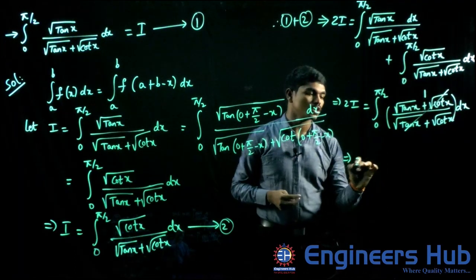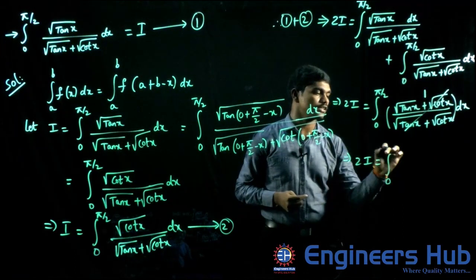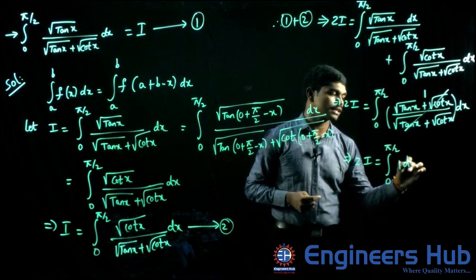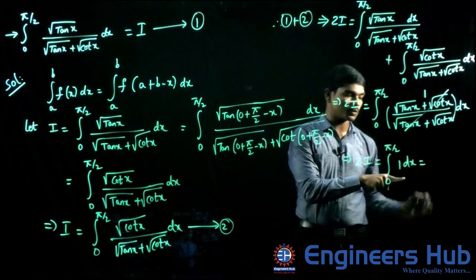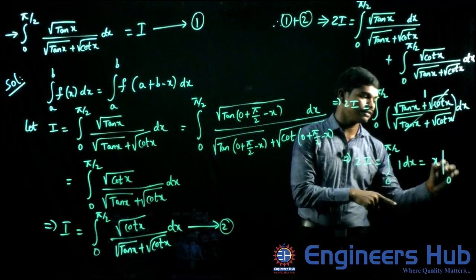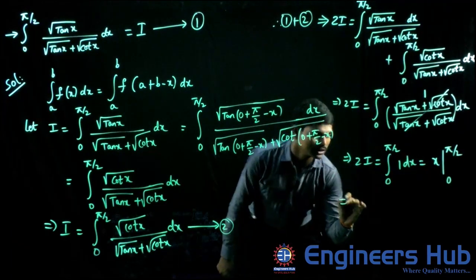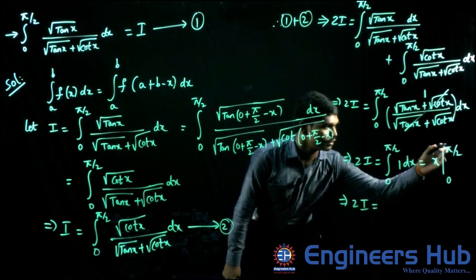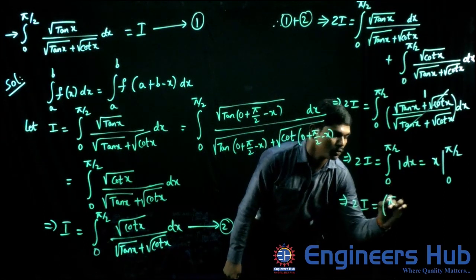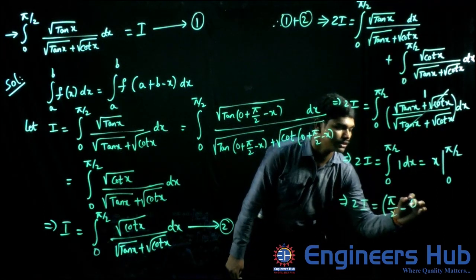So 2I is equal to integral 0 to pi by 2 of 1 dx, which is, when you integrate 1 with respect to x, you get x, with limits changing from 0 to pi by 2. So this implies 2I is equal to, when you substitute the upper limit, pi by 2, minus, when you substitute the lower limit, 0.